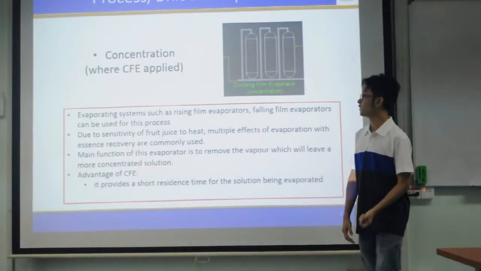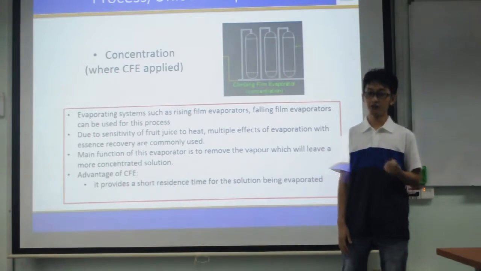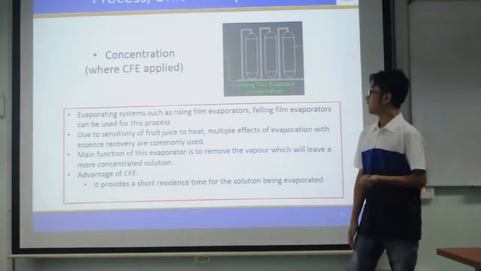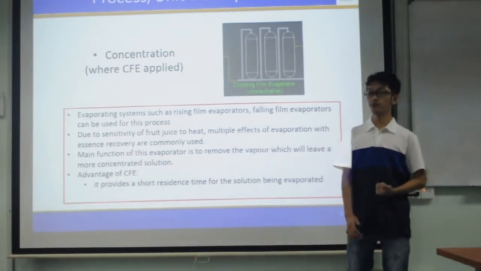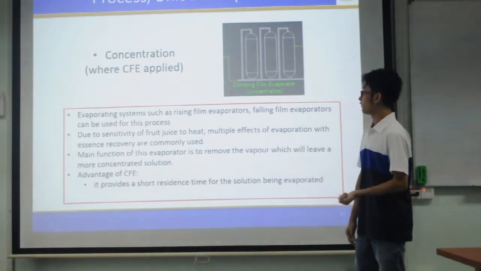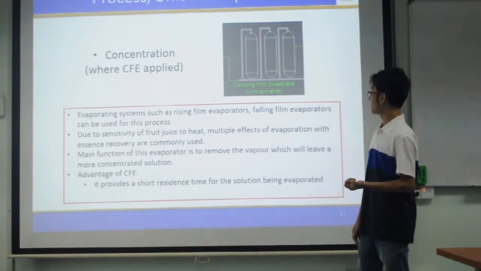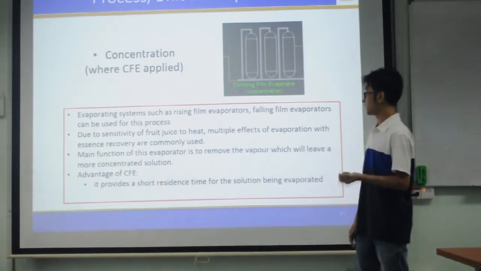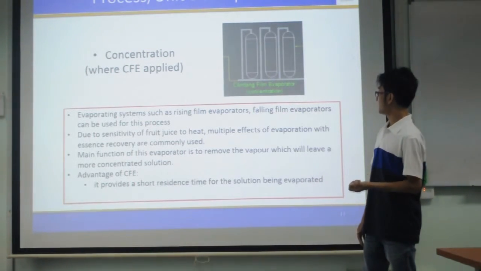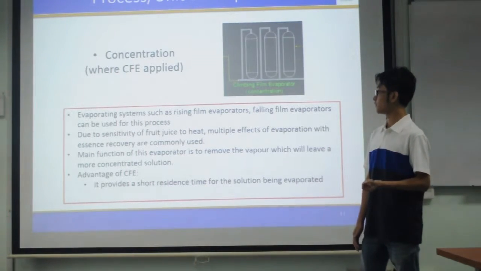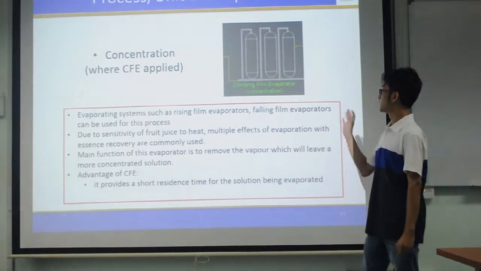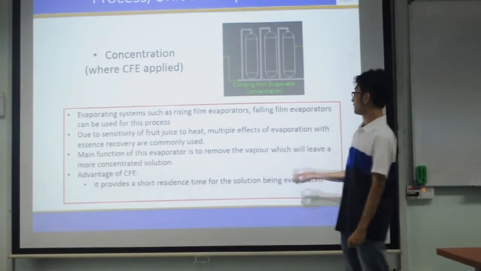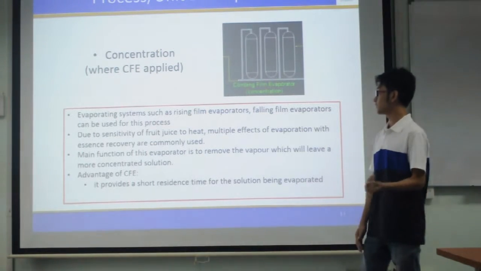And then for the concentration, in our research concerned, this is where the climbing film evaporator is applied. Evaporating systems such as the rising film evaporator and falling film evaporator can be used for this process due to the sensitivity of the produced liquid. Multiple effect evaporation with vapor recovery is commonly used. The CFE is an example of multiple effect evaporation with vapor recovery.